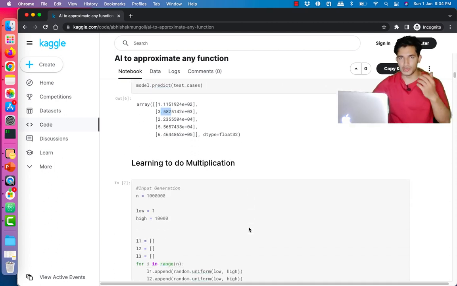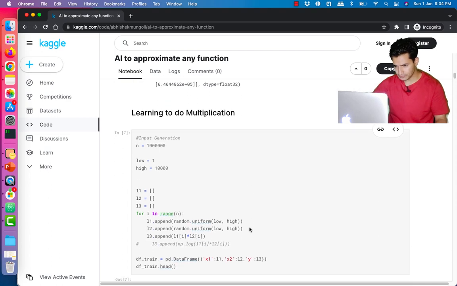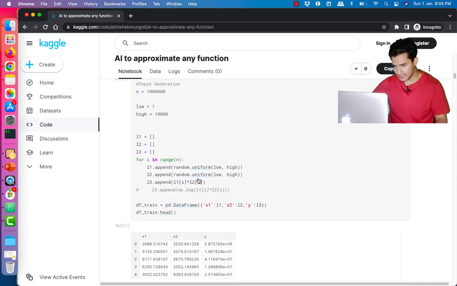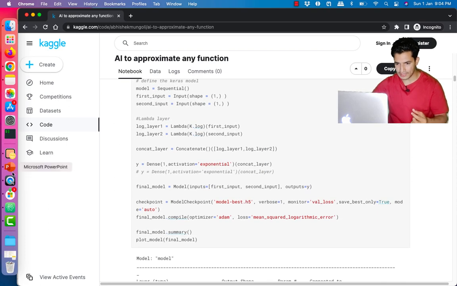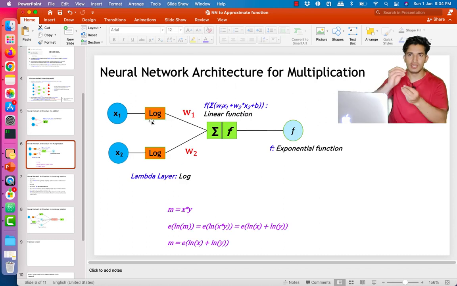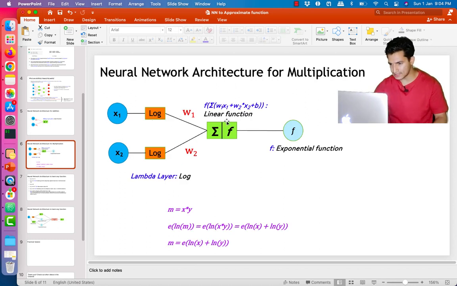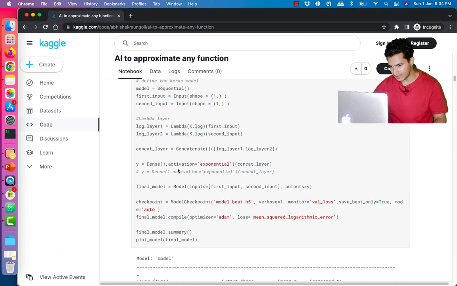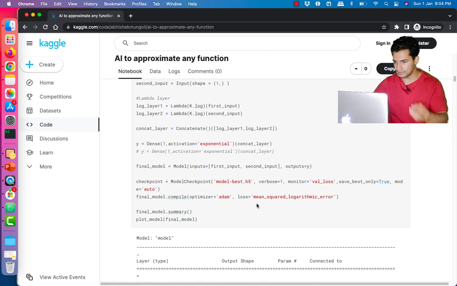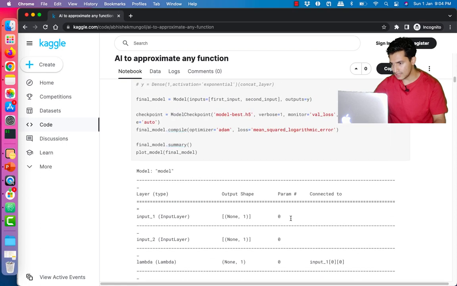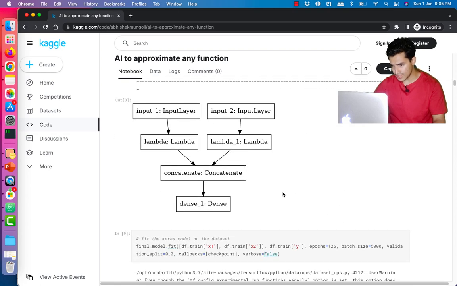Now, to make a neural network learn how to do multiplication, we can first create the training data, that given these two numbers, this is how the multiplication looks, and then we can have our architecture. Here we have used this second architecture, where we pass the input through a log lambda layer, and then this neuron where summation and linear activation happen, followed by an exponential function activation. So you can see the final layer has exponential activation, and we also have these intermediate log lambda layers. The optimizer used is Adam, and the loss function is mean squared logarithmic error.